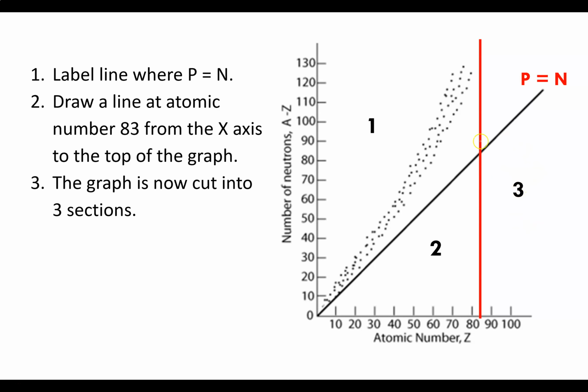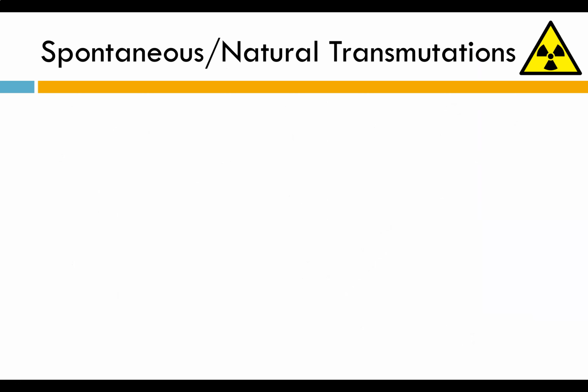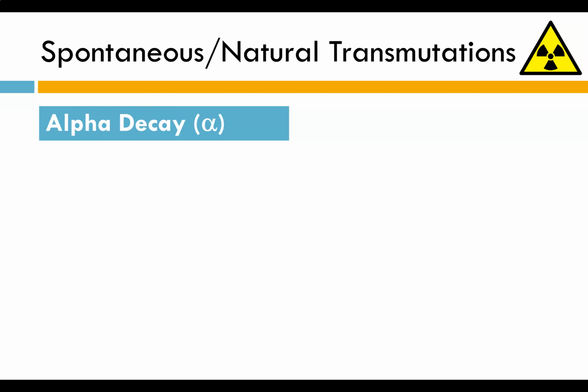And what we're going to be able to do by the end of the lesson is predict what sort of decay is going to occur in each of those sections. And we're going to look at alpha, beta, and positron decay as changes that can occur in the nucleus that also change the identity of the nucleus. All right, so again, we're looking at spontaneous or natural transmutations only. This is not fission or fusion. These are radioactive isotopes that are going to naturally decay and release decay particles. So we're going to focus on the type of particles that could be released.